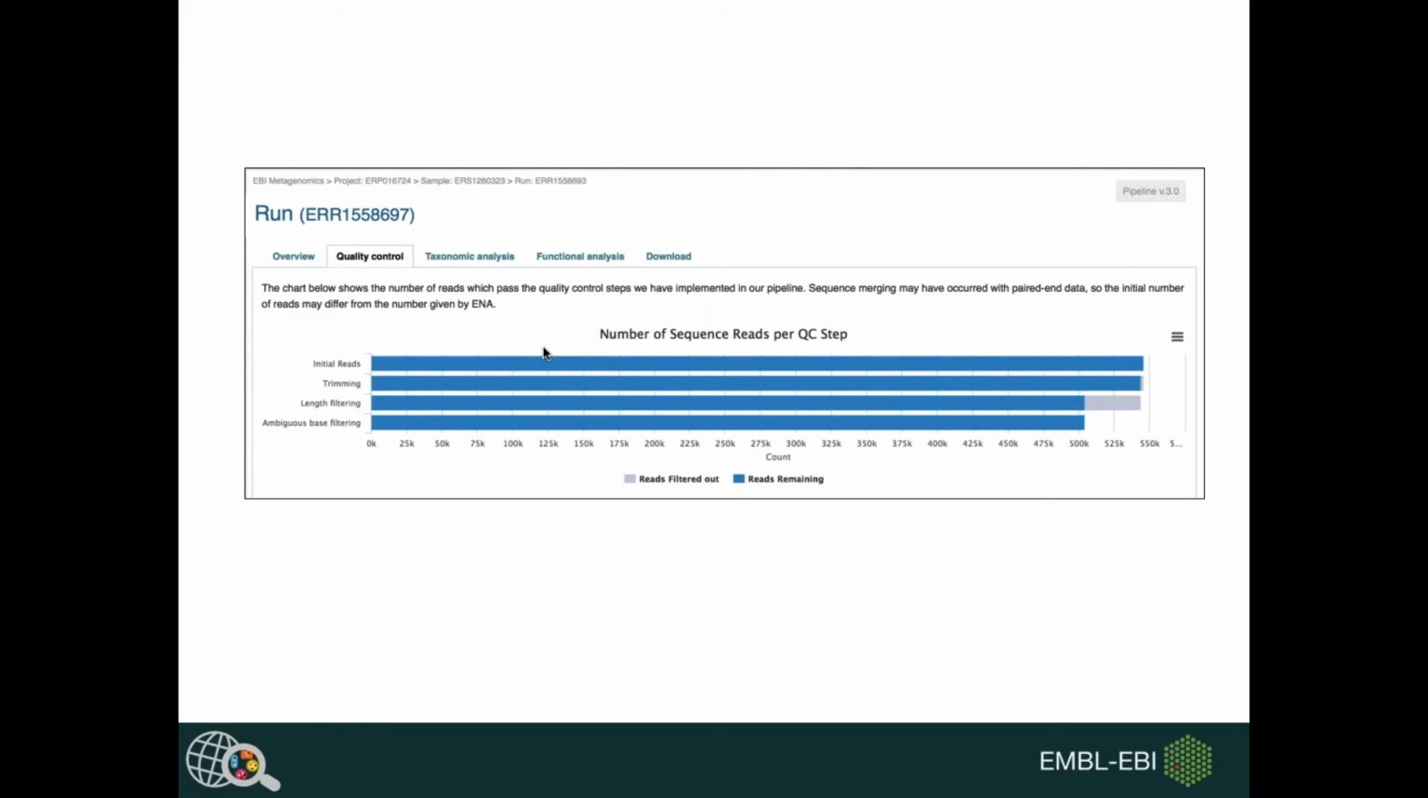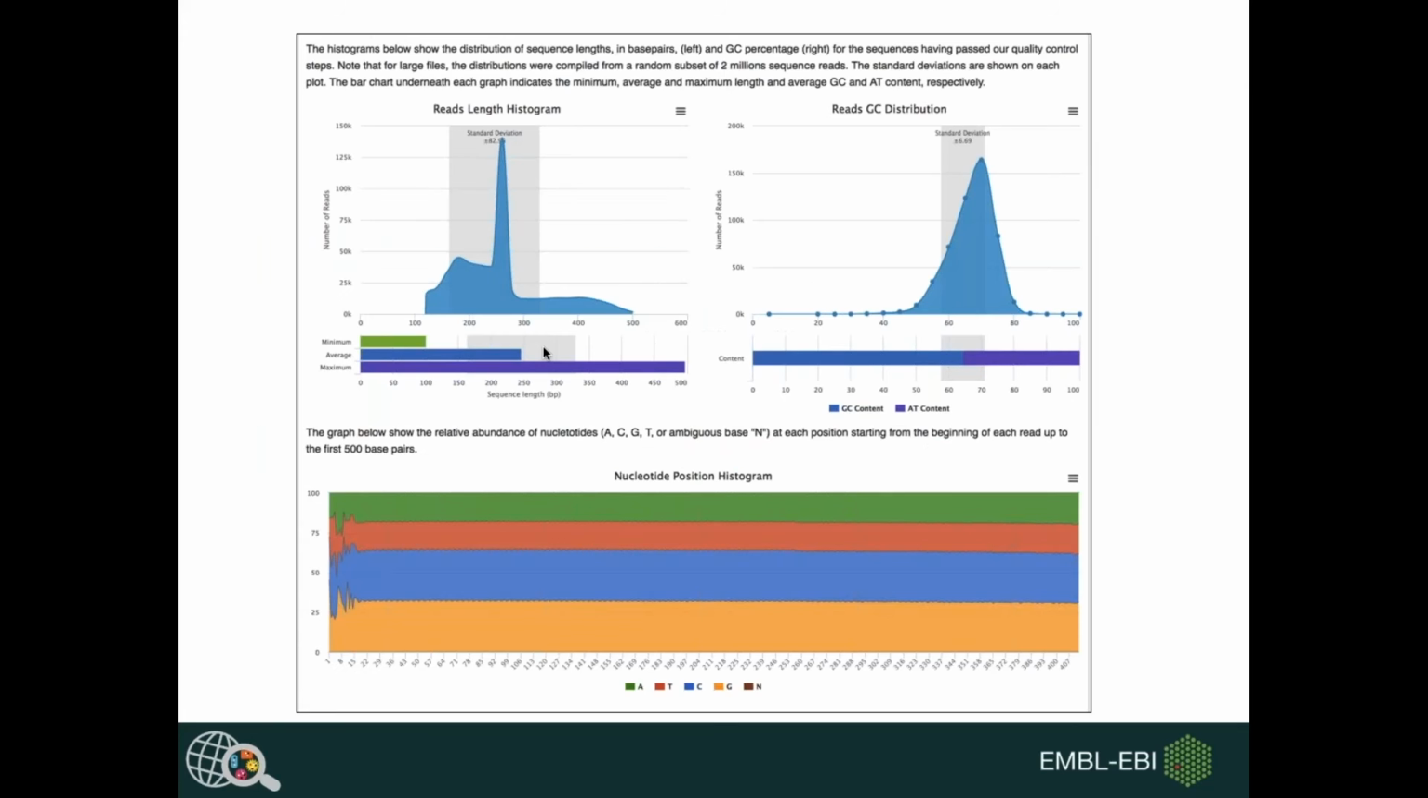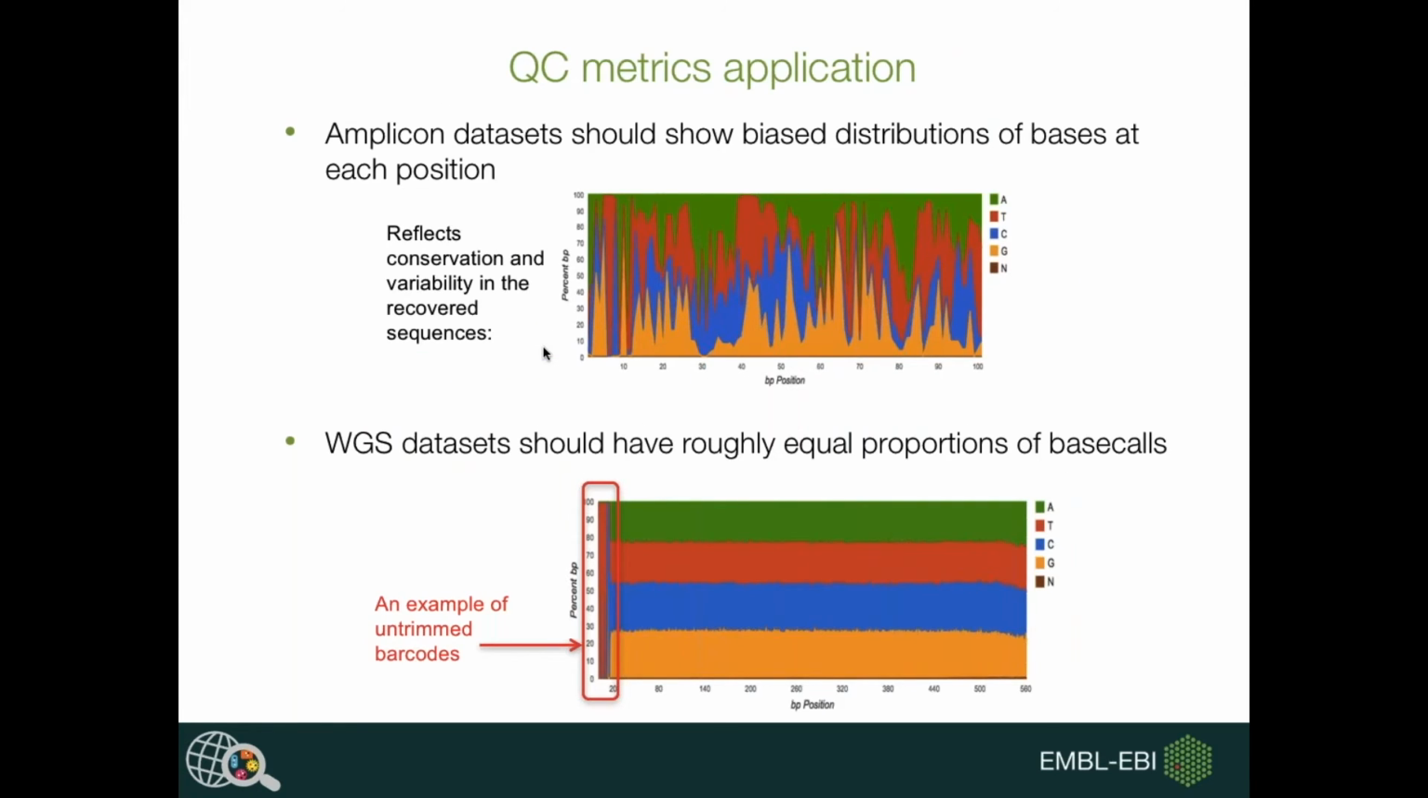So at our length filtering step, at our trimming step, and so on, you can see how many reads make it through the process. For all runs analyzed using version 3 of the pipeline, you also get more detailed statistical analyses of the QC, so the read length, the GC distribution. You also get the nucleotide histogram position. And the idea of these is they're not just pretty pictures, they actually tell you meaningful things.